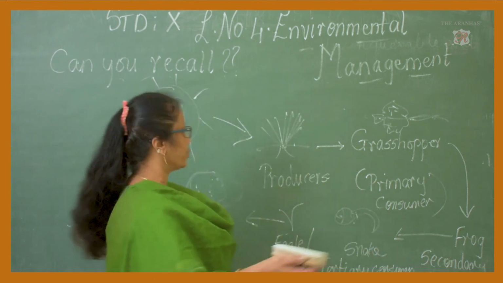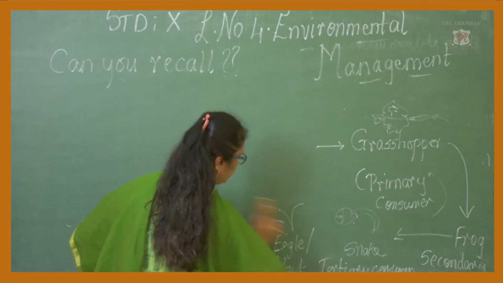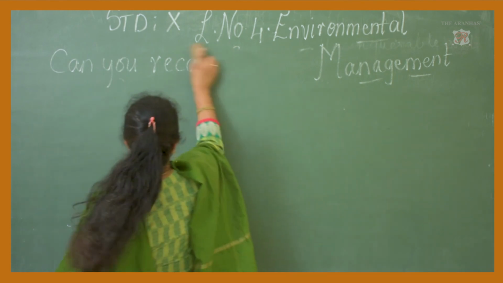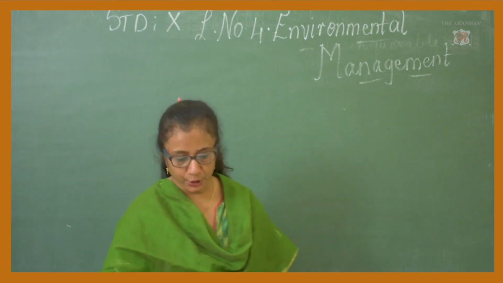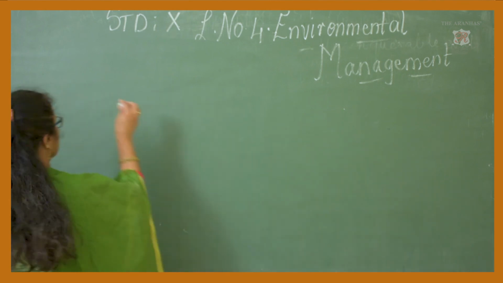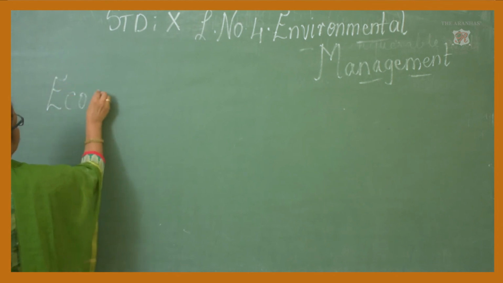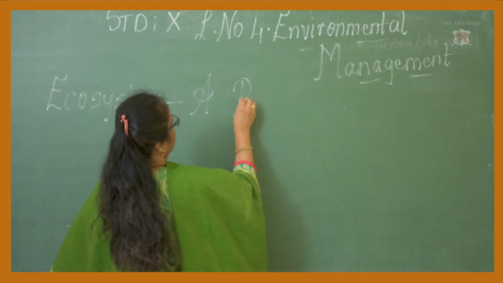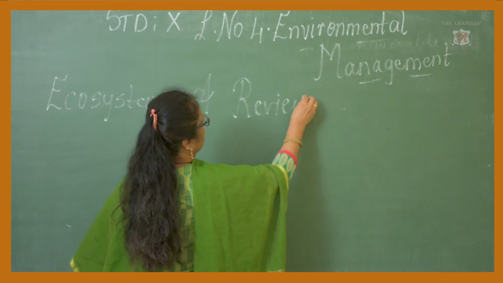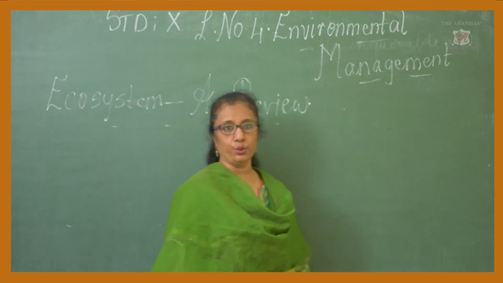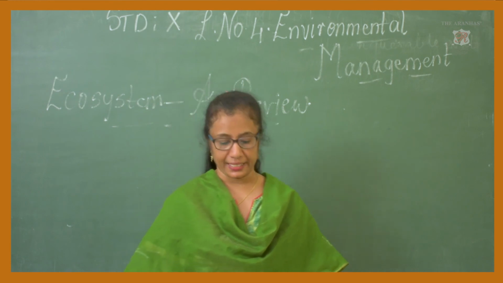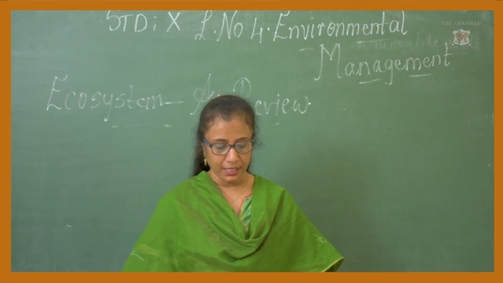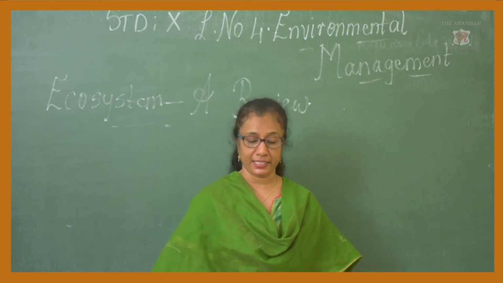Now the next topic that I need to deal with is ecosystem review. Whatever I have told till now will be taken up in this. Biotic and abiotic factors and their interactions with each other form an ecosystem. That was the first line that I explained to you.